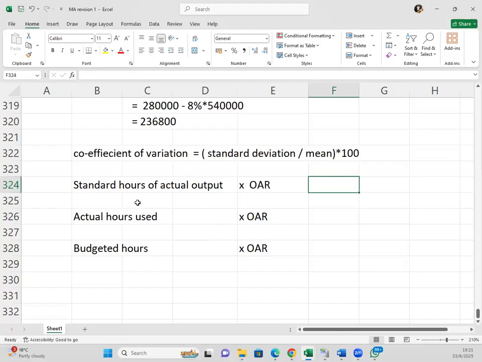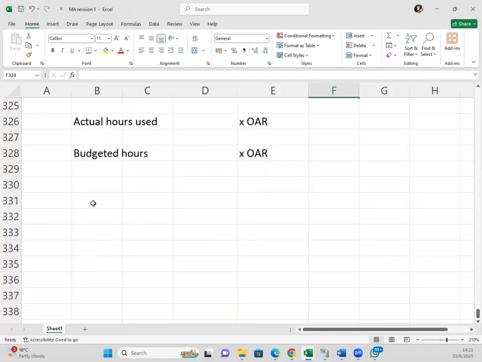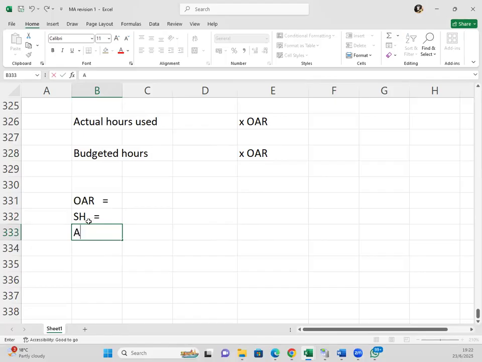Let's do it together. So I've given you this now. Let's go and get the variables. So we need OAR, or overhead absorption rate. We need our standard hours. In this case, I'll just use the abbreviation SR. What is it that we also need? We need our actual hours.